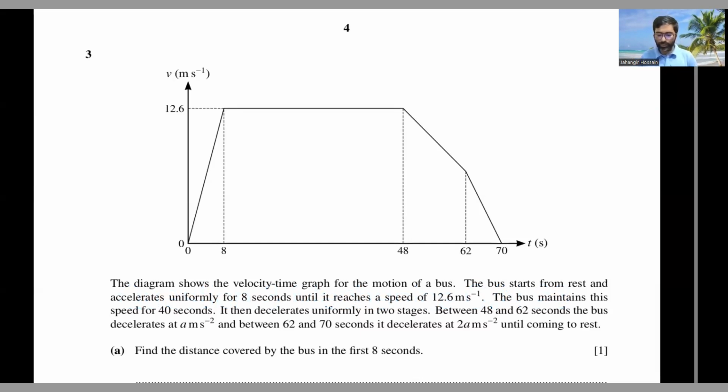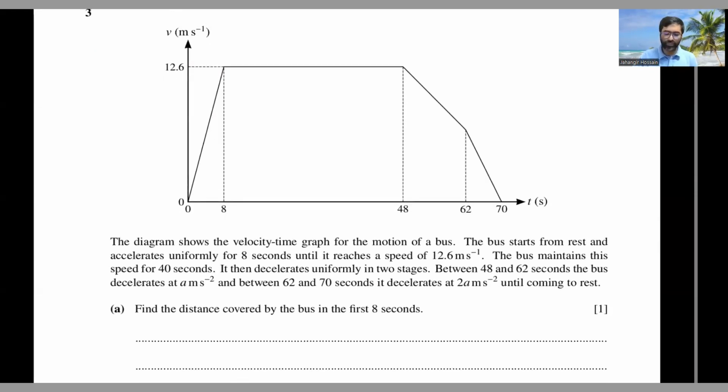It then decelerates uniformly in two stages. Between 48 and 62 seconds, the ball decelerates at a meter per second squared, and between 62 and 70 seconds, it decelerates at 2a meters per second squared until coming to rest. Find the distance traveled by the bus in the first 8 seconds.